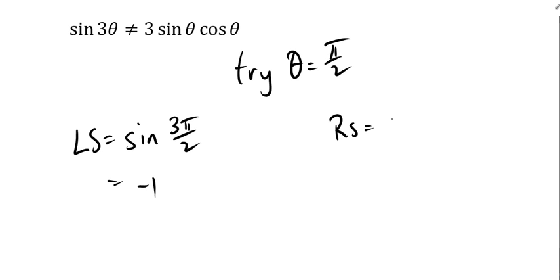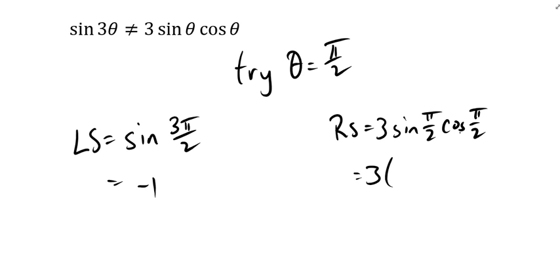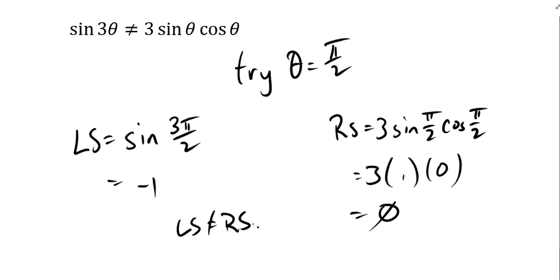And the right side is 3 sine pi by 2 cos pi by 2. The sine of pi by 2 is 1. Cos pi by 2 is 0. So that's 0, done. Left side not equal to right side, therefore that is not an identity. Why do you think we did this version? Because sine 2 theta equals 2 sine theta cos theta, and people start to think, oh, maybe it's true for every number. Sine 10 theta equals 10 sine theta cos theta, but it's not. Not true. All right, any questions?